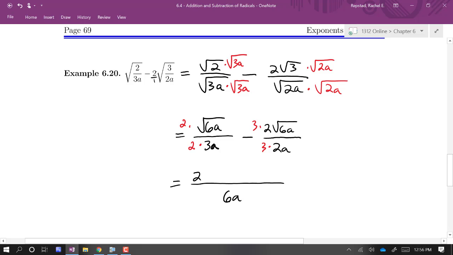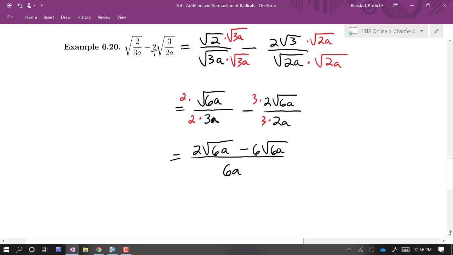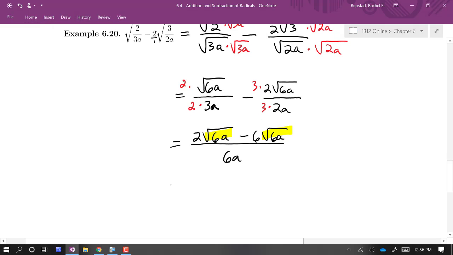Up top, we have 2 times the square root of 6a minus 6 times the square root of 6a. And up top, we have like terms, right? It's the common radical, the square root of 6a. So since these are the same, I can combine like terms. 2 minus 6 is negative 4. So we have negative 4 times the square root of 6a all over 6a.